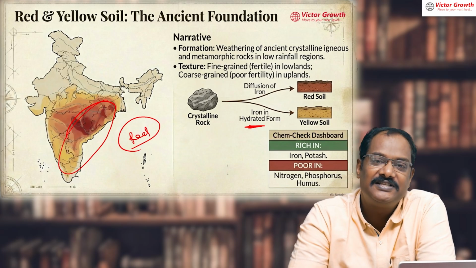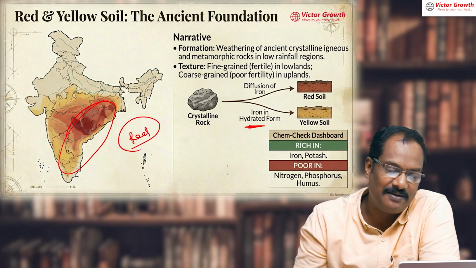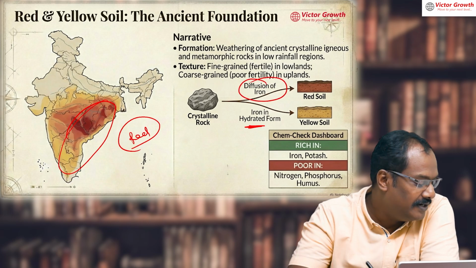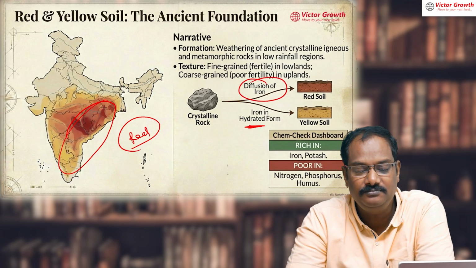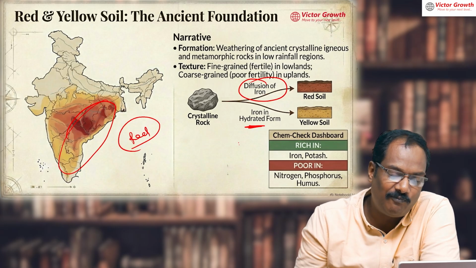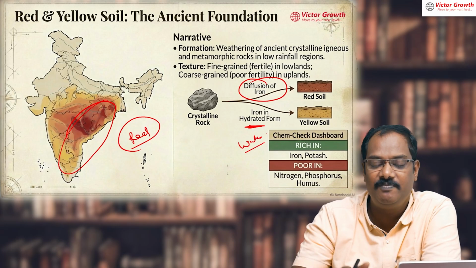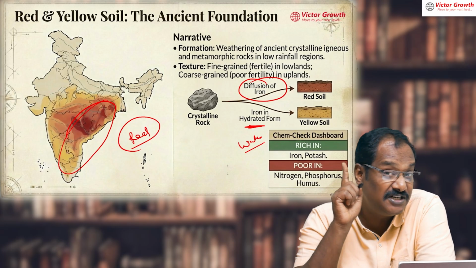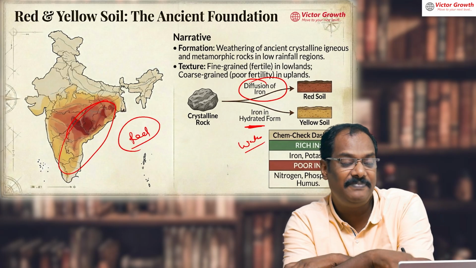The red color is also because of diffusion of iron. Please write down: diffusion of iron. It creates a red color. But when you put some water into it, when it is hydrated, it becomes yellow. It is found in the Eastern Peninsula. Again and again saying, it is in Eastern Peninsula.